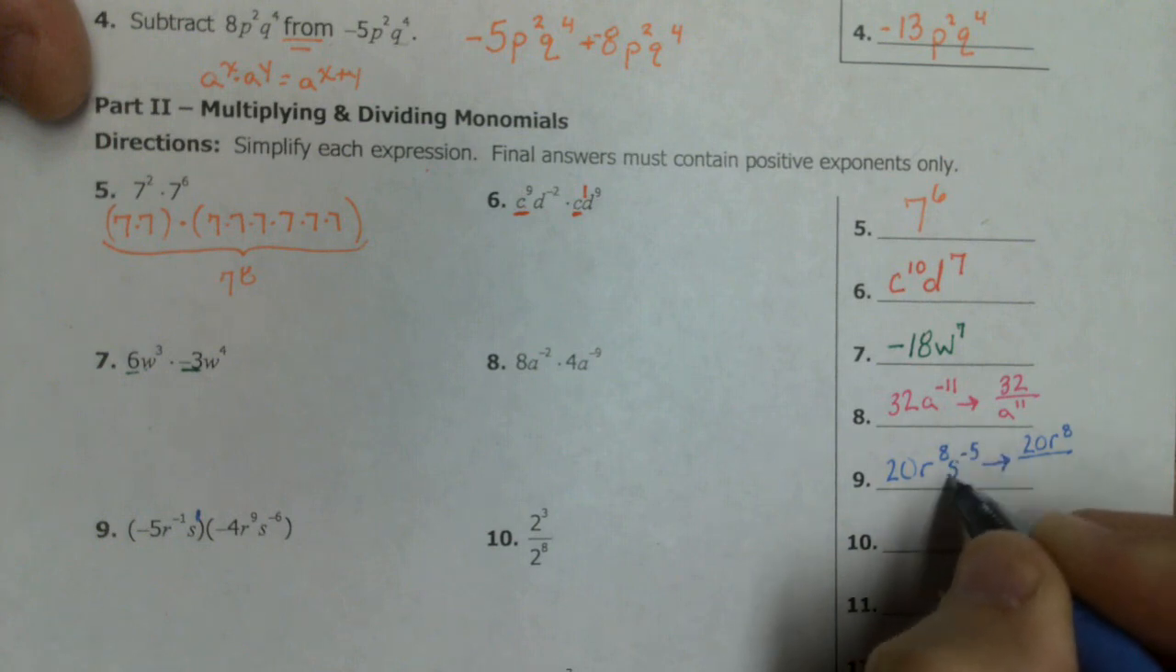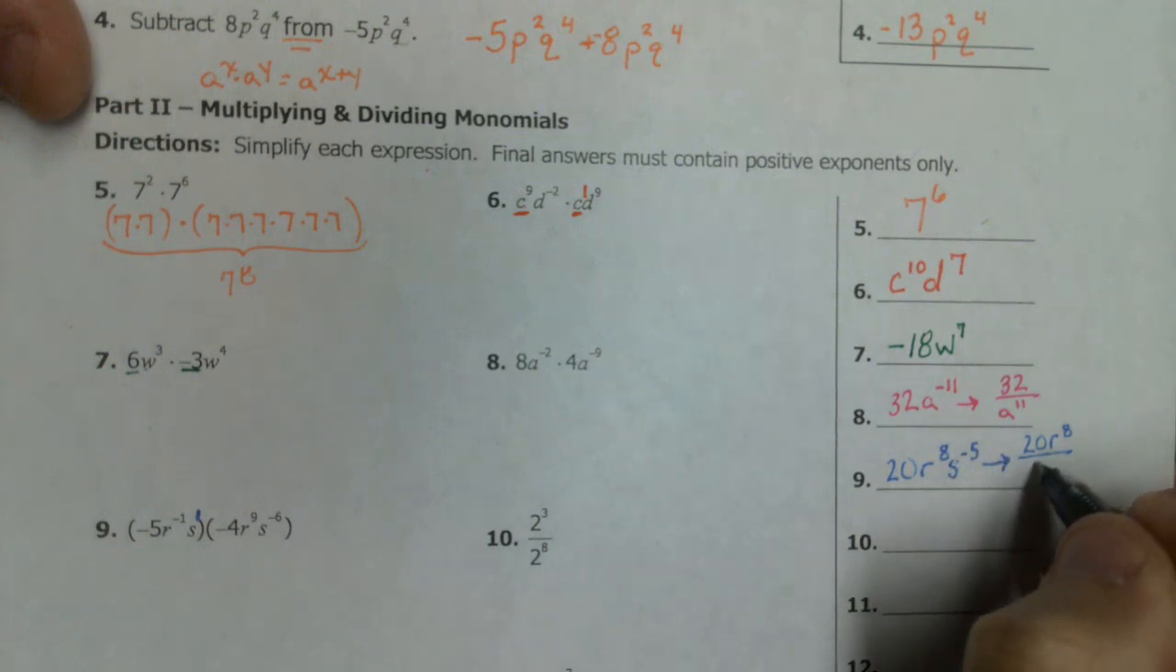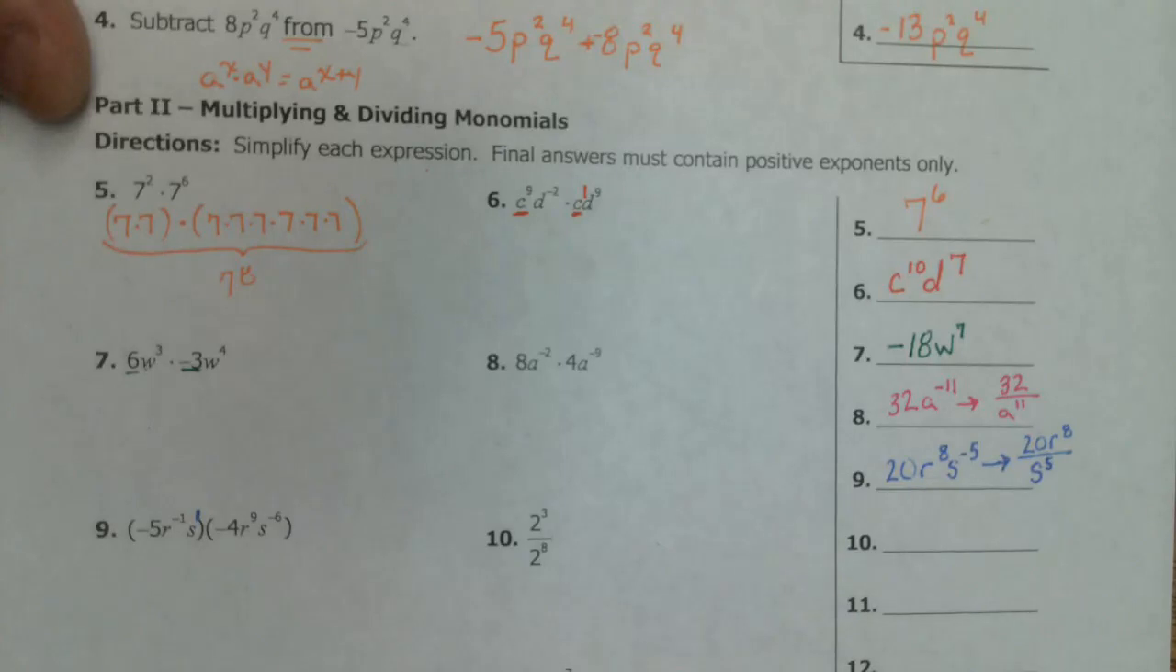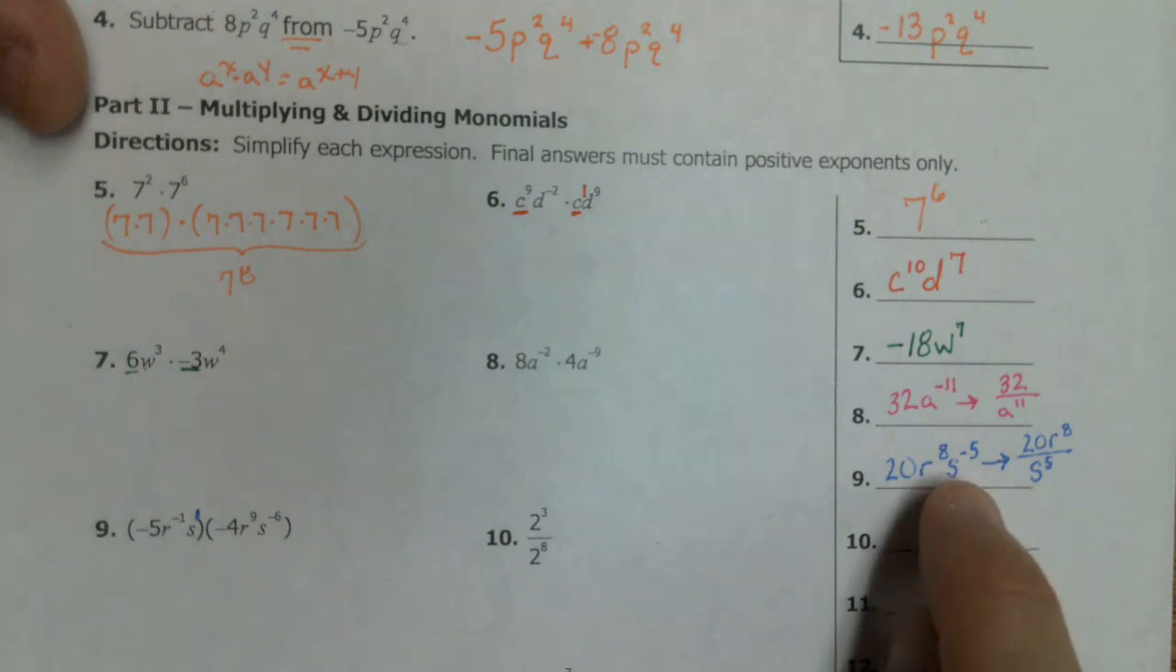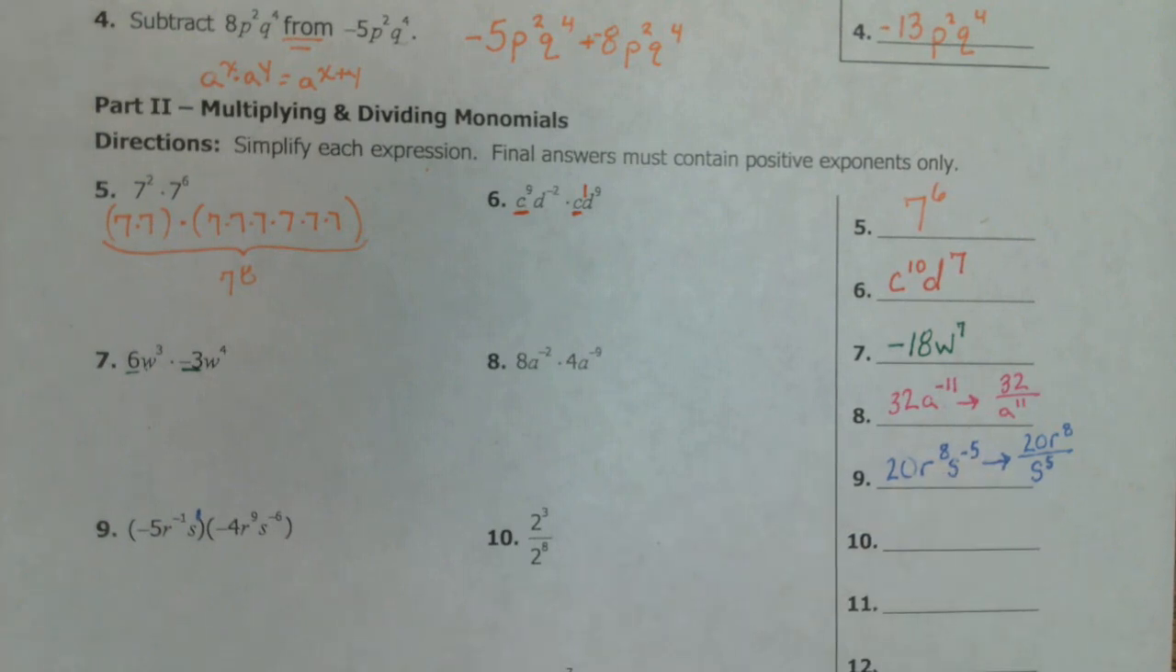But my s to the negative 5th has a negative exponent. It has to cross the line and change the sign, or go to the denominator and change the sign, or take the reciprocal of the base. A lot of ways we can describe it, but all of them correct that negative exponent. With the exception of scientific notation, we never leave a final answer with a negative exponent.